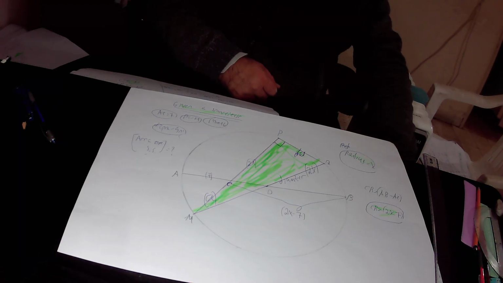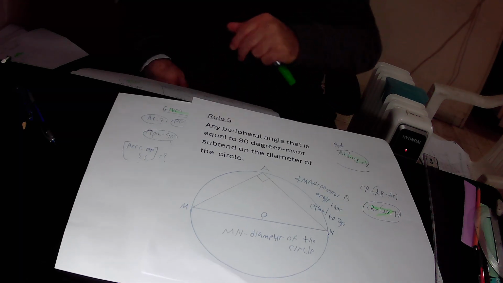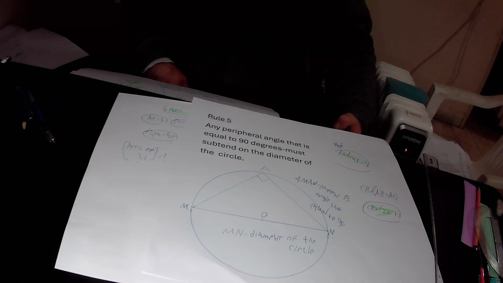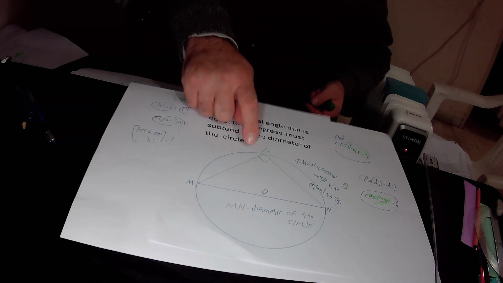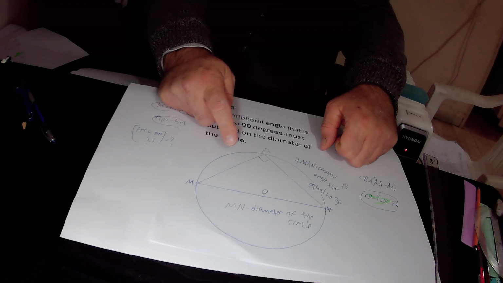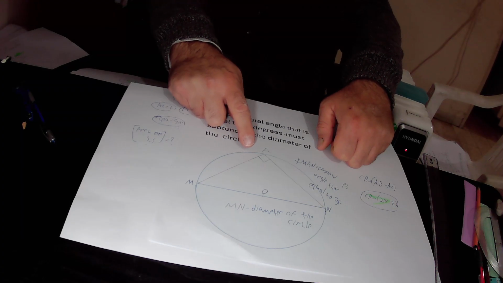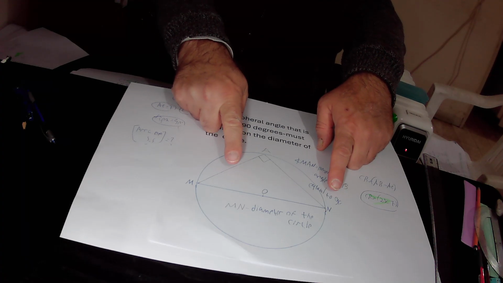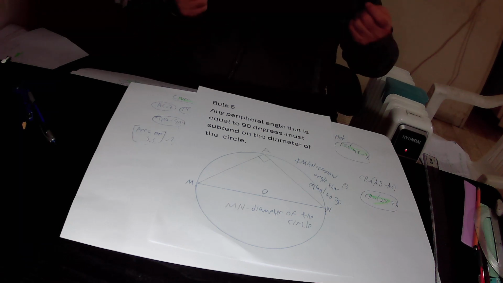So here we can implement Rule 5. Any peripheral angle equal to 90 degrees must subtend the diameter of the circle. In the drawing, we have a circle. This is peripheral angle MAN that subtends chord MN. This peripheral angle MAN is a right angle, and therefore it must subtend the diameter of the circle. And indeed, peripheral angle MAN subtends chord MN, which is the diameter of the circle. So according to Rule 5, any peripheral angle equal to 90 degrees must subtend the diameter of the circle.